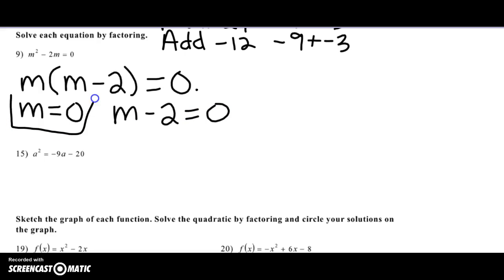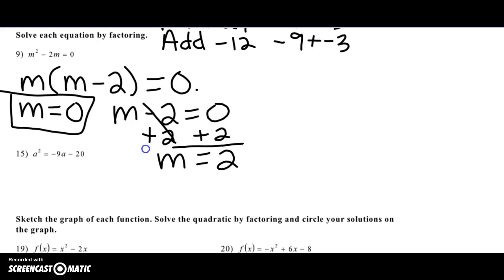Well, m equals 0, that's done, right? Nothing to solve there. That's nice. m minus 2 equals 0. If I add 2 to both sides, I'm going to get m equals 2. So my answer is m equals 0, m equals 2. And that's it. Okay, that's a pretty easy one.